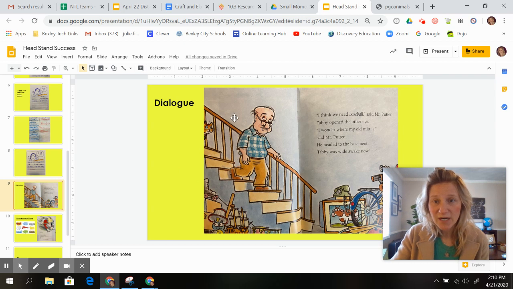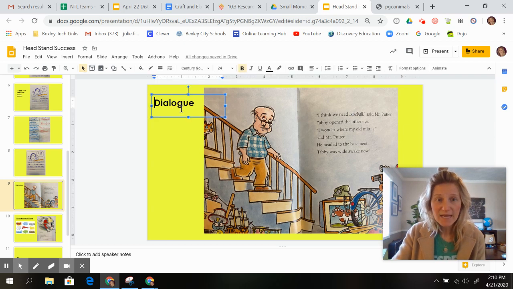Here is Mr. Putter coming down the stairs. And if we look right here, this very first sentence says, "I think we need baseball," said Mr. Putter. Said is a word that helps the reader know that somebody in the story exactly said those words. So you write down word for word what the person said when you use dialogue.